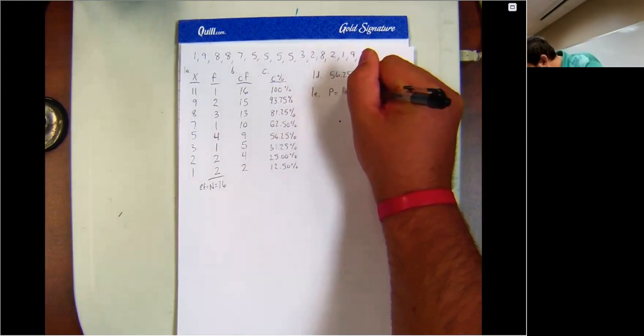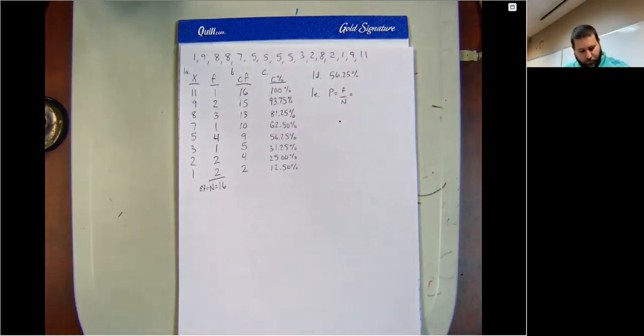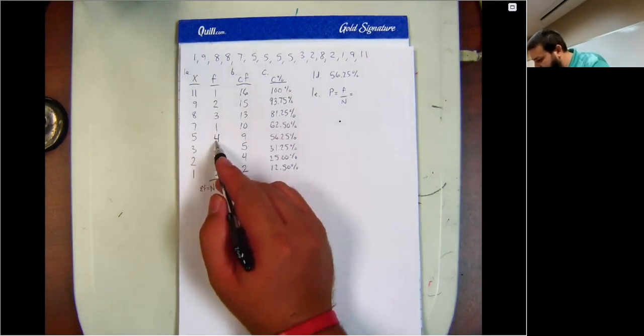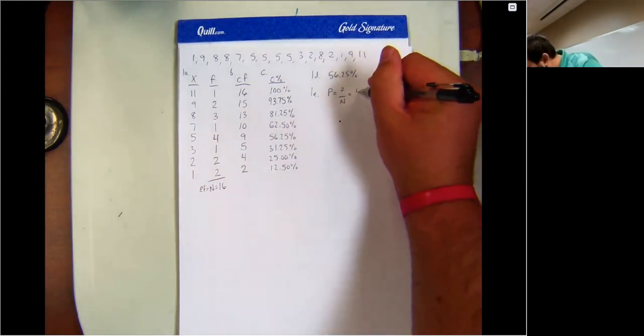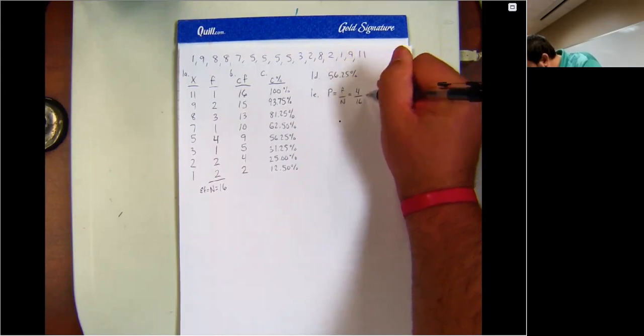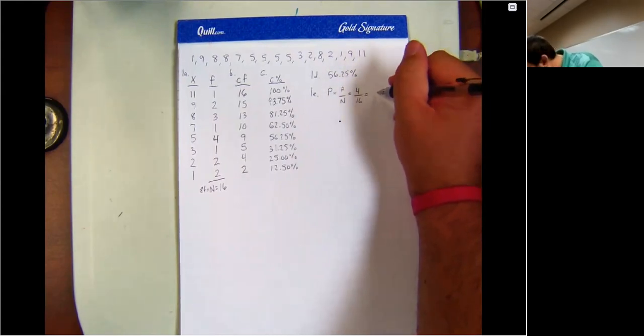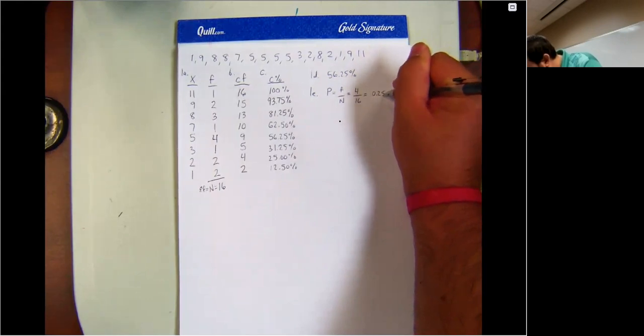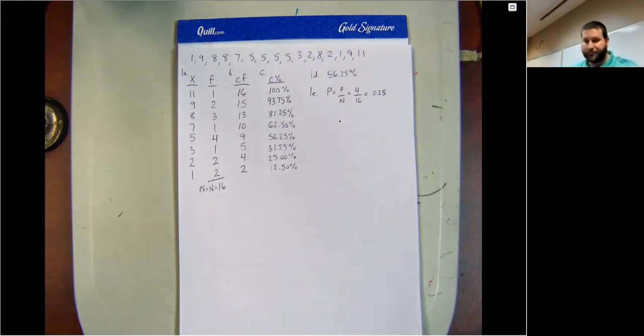What proportion of the distribution scored a 5? Well, we didn't do a proportion column because it didn't ask us to, but applying the formula for proportion, P is equal to F over N. Remember, they're talking about the proportion of the distribution that scored 5. So we go to 5, we find the frequency F, 4, and we divide by N of 16. 4 divided by 16 is 0.25. So the proportion of the distribution that scored a 5 was 0.25.